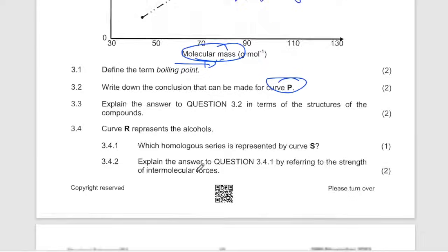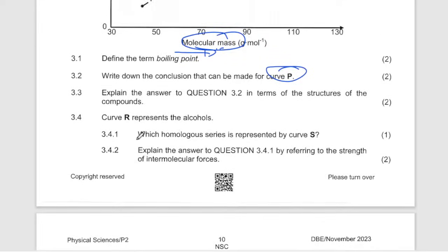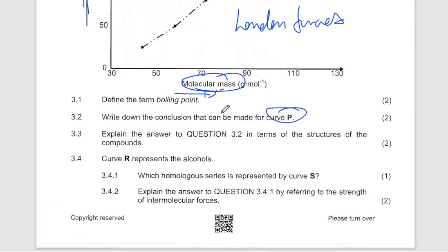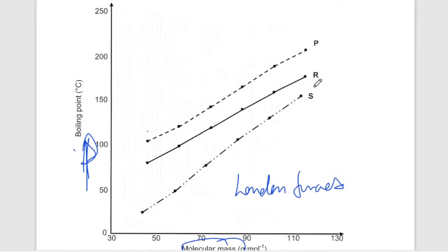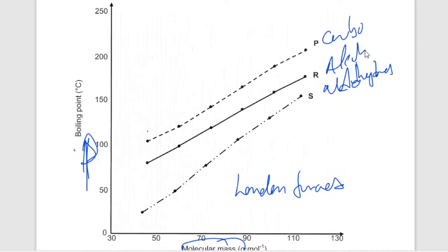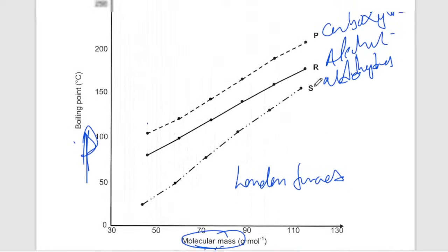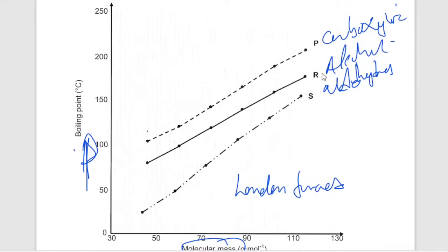Then they're saying that curve R represents alcohol. Curve R, where is curve R? Okay, if this is alcohol, then automatically this is carboxylic acid, and then this is aldehyde. So if this is alcohol, then this is carboxylic acid. Why am I saying that? I'm just saying it because they have said R is alcohol.